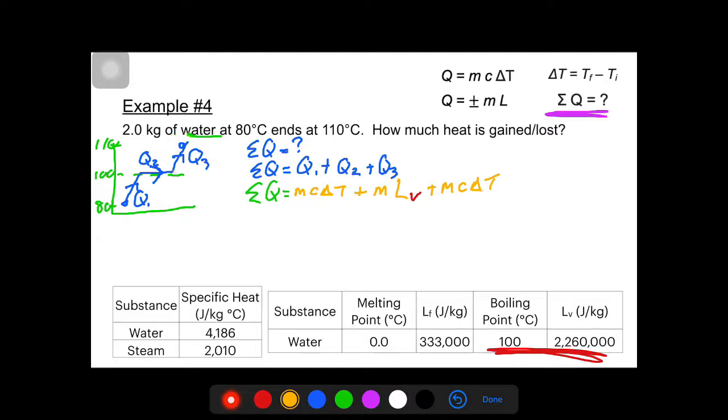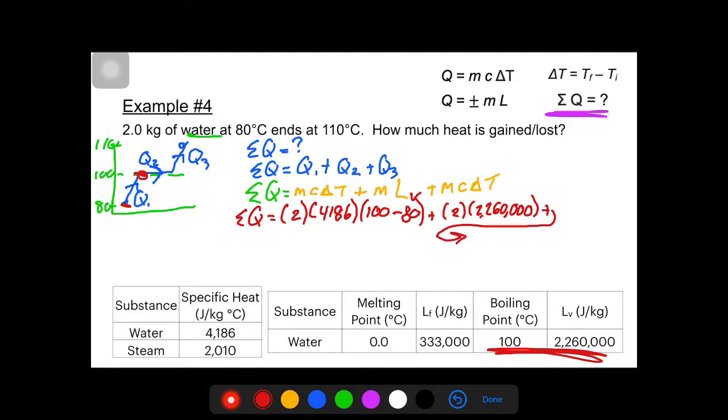So now we can start plugging in numbers for these. The sum of all my Q is equal to mass of 2. Now Q1 is liquid water, so we're going to use the liquid water specific heat of 4,186 times my final. Q1 is only Q1 until 100, so it's 100 minus where we started, which was 80. So that's going to be a positive 20, right? Then we're going to say M times LV, so 2 times LV, and my LV is 2,260,000.